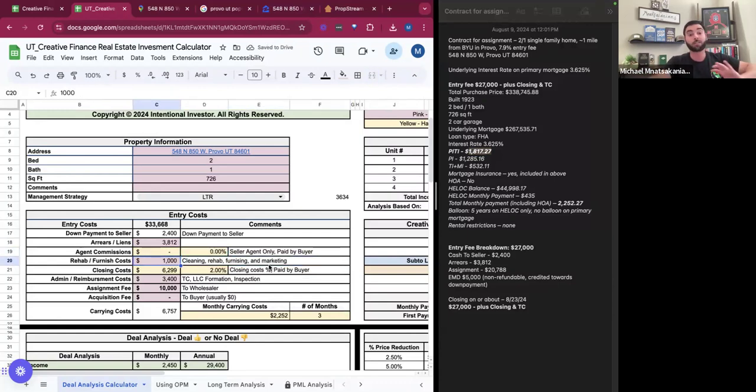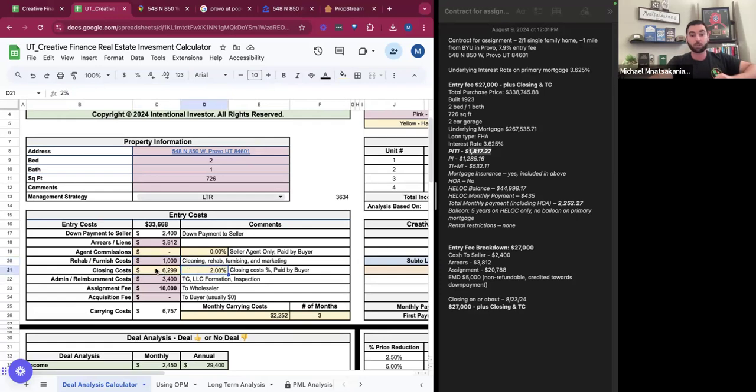Rehab furnishing, for the sake of this analysis, we're going to assume it's fully turnkey. I still account for at least $1,000 to just do a general cleaning for a few $100. Maybe you have a little bit of touch up to do on the property. You have a little bit of drywall paint. That'll easily eat your $1,000 budget.